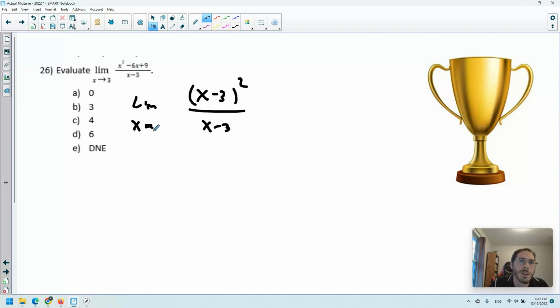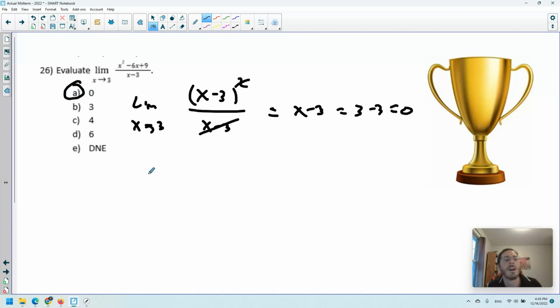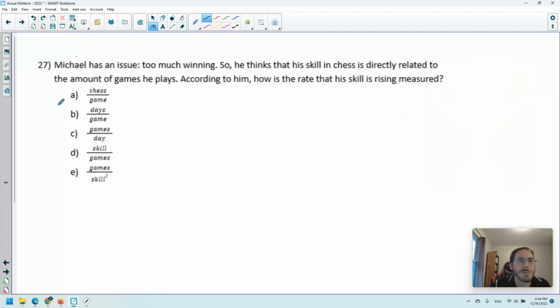Obviously, if you want, you can L'Hopital it. If you plug in 3, you'll get 0 over 0. But this way, we get x minus 3 because the squared and the x minus 3 cancel. And then 3 minus 3 is 0. So interesting. It's not DNE. 0 is a valid answer. You are allowed to get 0. This one does end up being 0.